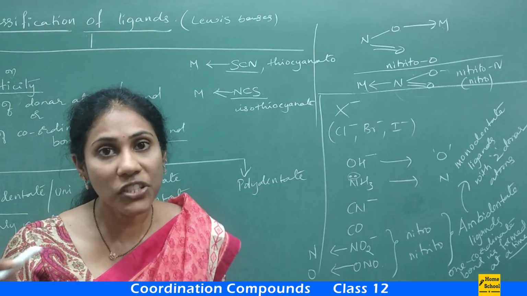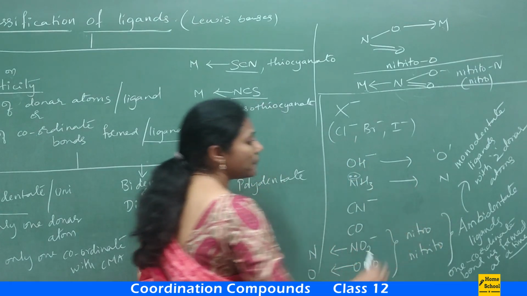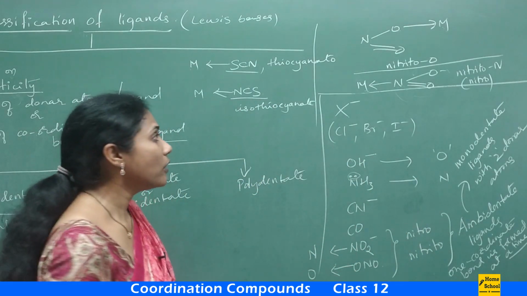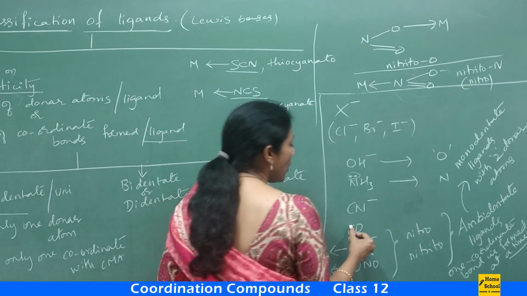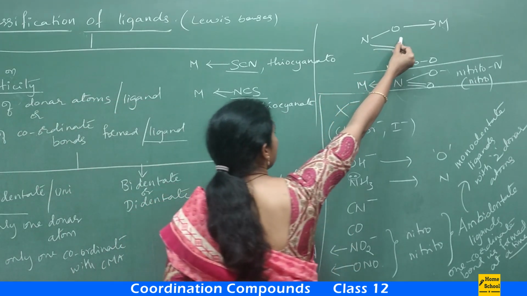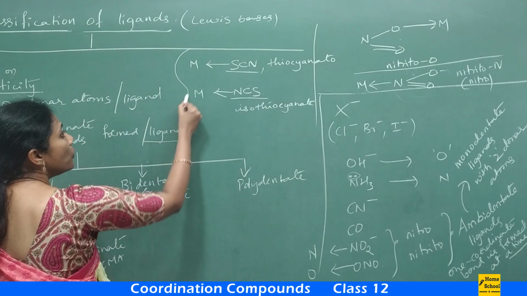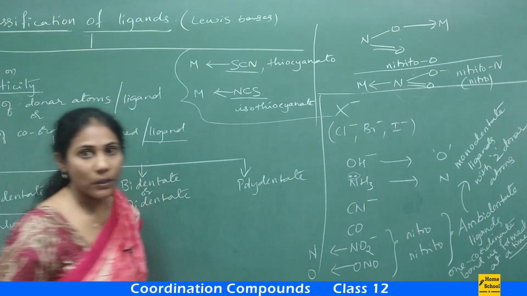Don't worry, I'll give their charge, name and everything separately when I discuss the classification of ligands based on charge. As of now, just understand the concept, what we actually mean by an ambidentate ligand. Remember, these two are the best examples of ambidentate ligand: one is nitro, the other one is thiocyanato. Both of them are really very important.